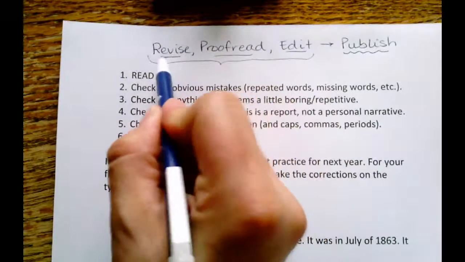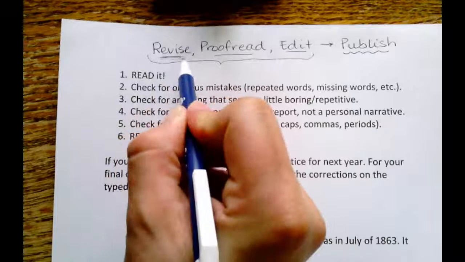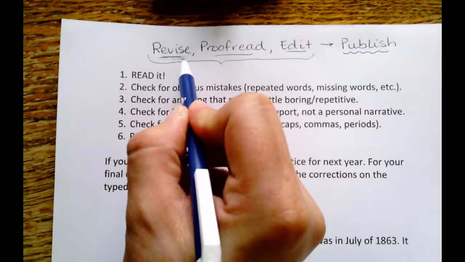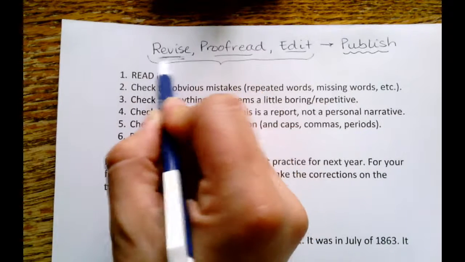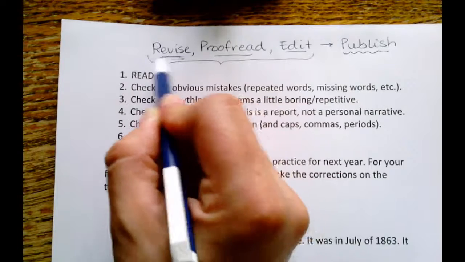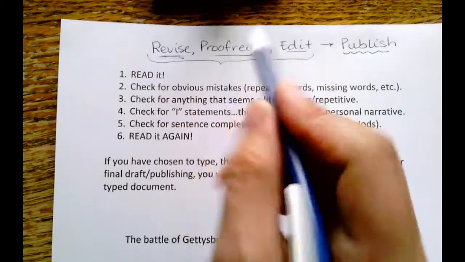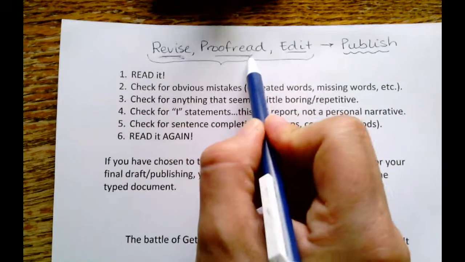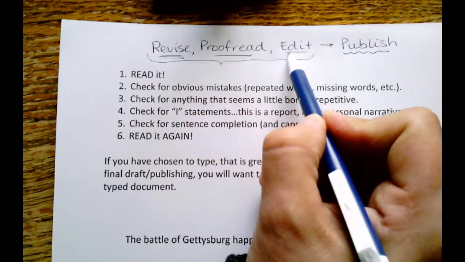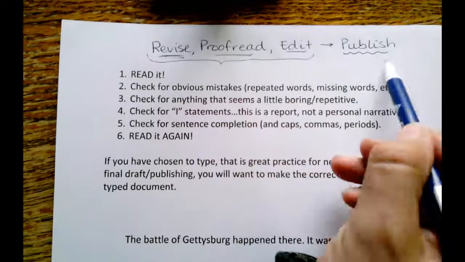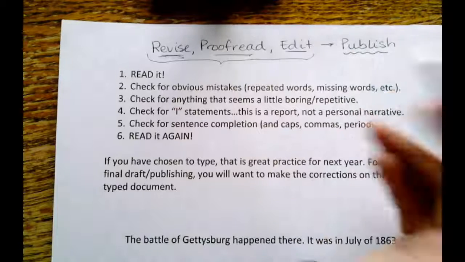So this just means change. Look at it again. Revision. That's what revision is, re-looking at something. Think about vision with your eyes. Okay? Doing it again. Looking at it again. Thinking about things in a different way. Proofreading is looking for mistakes that you need to correct, and editing is correcting those mistakes. And then when you're done, you do your final draft, which is publish.